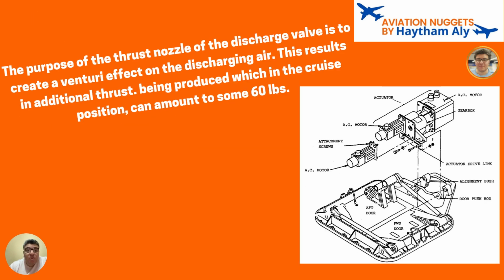Okay, everybody. So the purpose of the thrust nozzle of the discharge valve is to create a venturi effect on the discharging air. This results in additional thrust being produced, which in the cruise position can amount to some 60 pounds. 60 pounds of thrust. Okay, everybody.